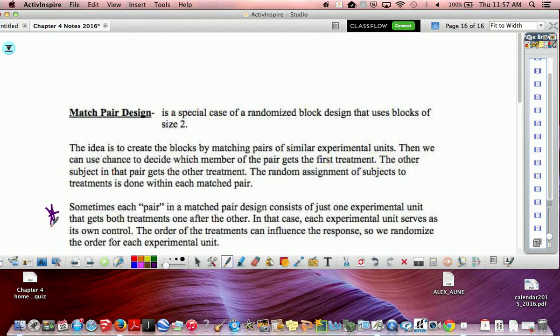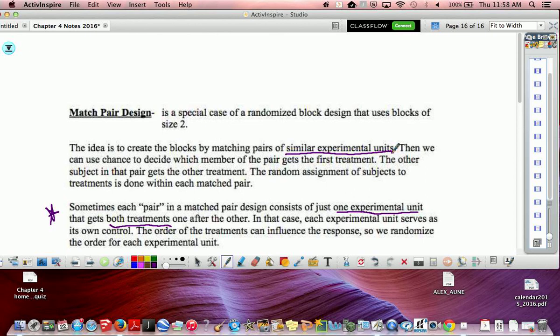But what's happening here is this last part is what I'm basically describing. A matched pair is just one experimental unit and they receive both treatments. So you have to randomize which treatment they get first or second, or which treatment goes where. Like in the mosquito one, which one do they put on the first arm or the second arm? You could also do it where they have similar experimental units. So they're similar in some way, shape, or form.